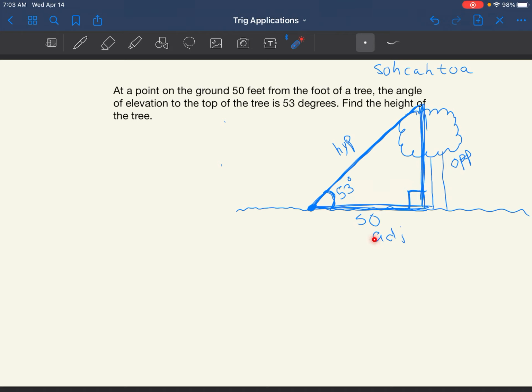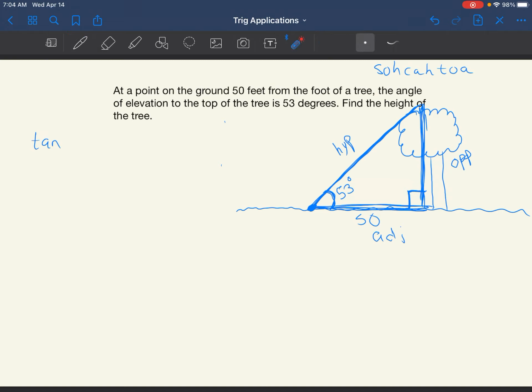So I have to use the adjacent because that's the measurement I'm given. And I have to use opposite because that's what I'm trying to find. I'm trying to find the height of the tree. So I go up to my SOHCAHTOA and I look for the one that uses O for opposite and A for adjacent. And there it is, TOA. Opposite, adjacent, I have to use tangent. Okay? So I'm going to write that out. Tangent.